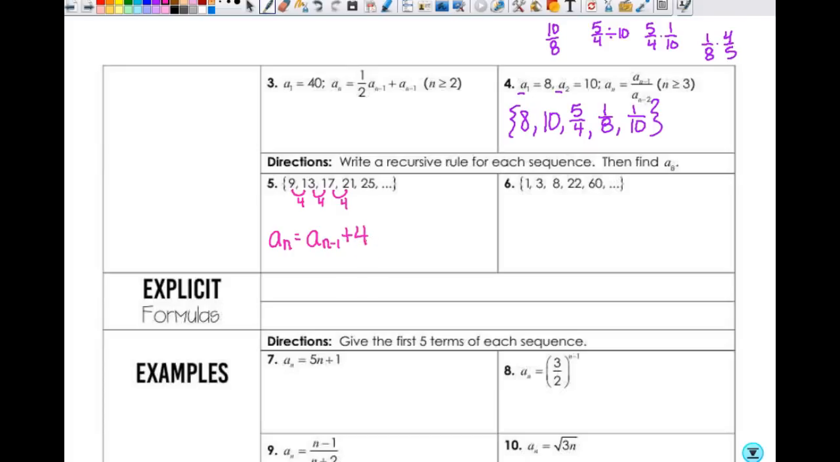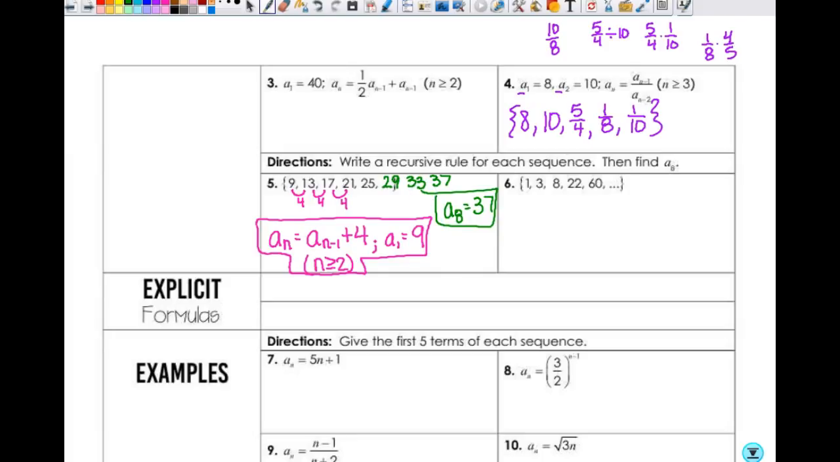But I have to have a starting point, so I have to identify a1 as being 9, so I know where to start. And then because I've identified what a1 is, n has to be greater than or equal to 2 for this to work. Okay, so here's my recursive formula. And then it also said to find a8. So in order for me to do that, I have to keep going 1, 2, 3, 4, 5. So I add 4, I get 29, 33, 37. So a8 is equal to 37.